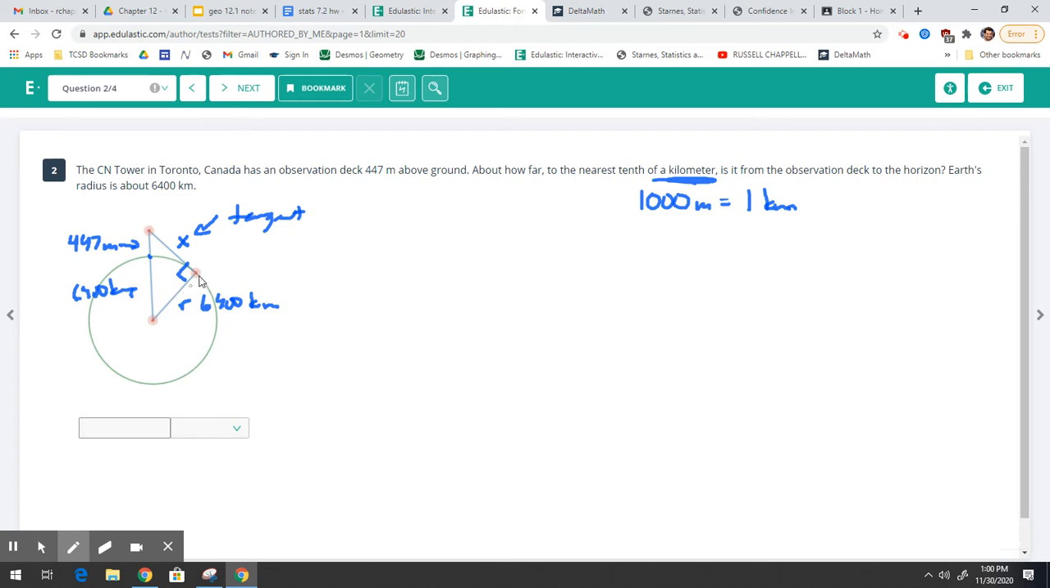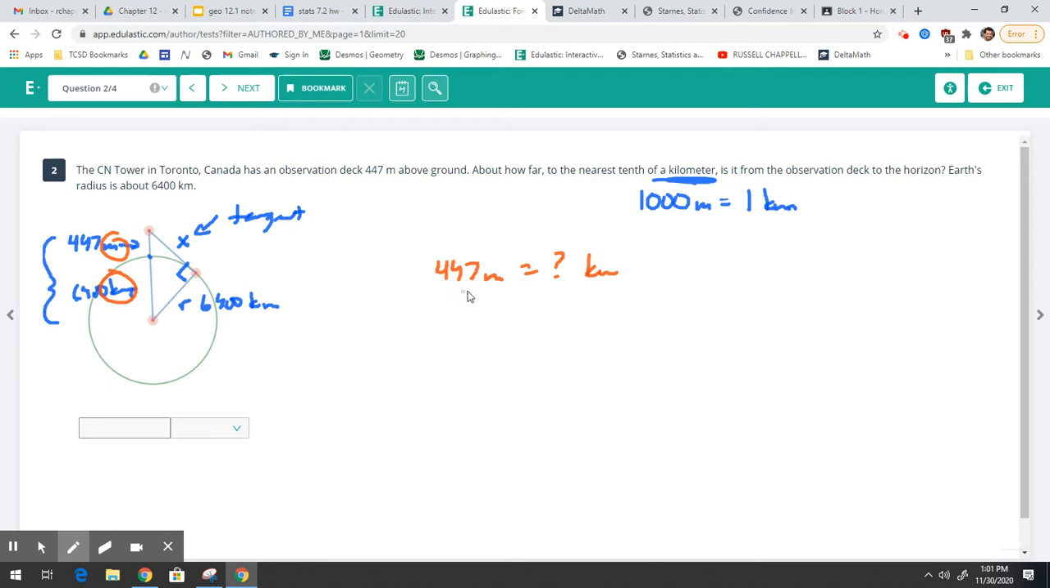I have one side that is 6,400 kilometers. I have one side that is going to be x kilometers. And now I need to know, what is the length of this side? What would this be combined? Well, first of all, I have to make my units the same. One is in meters, one's in kilometers. So 447 meters is how many kilometers?